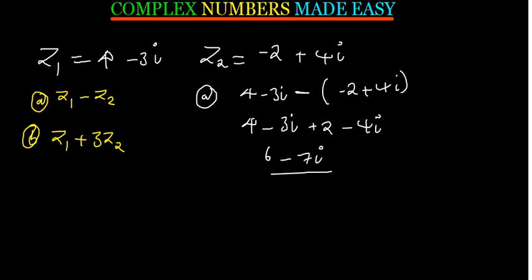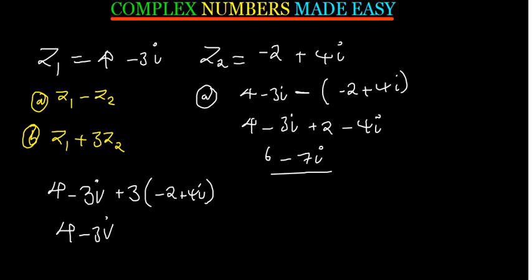We also want to work out z1 plus 3z2. So write z1, which is 4 minus 3i, and then plus 3. Now we write z2, which is negative 2 plus 4i. So this will be 4 minus 3i. 3 times negative 2 will be negative 6. 3 times positive 4i is going to be 12i. Add like terms. 4 minus 6 is negative 2. Negative 3i plus 12i is positive 9i. So that is basically how you add and subtract complex numbers.